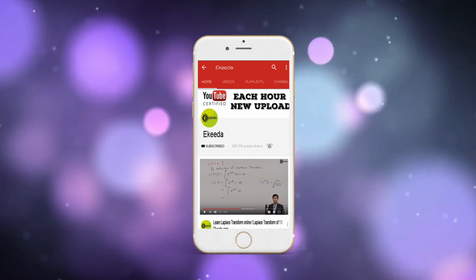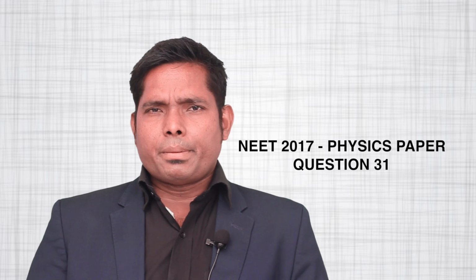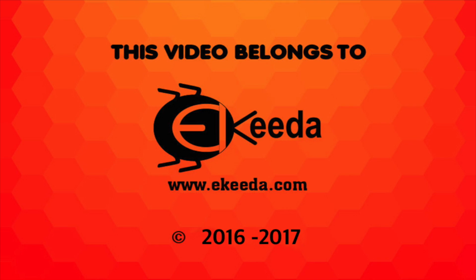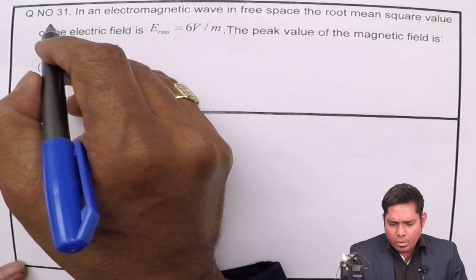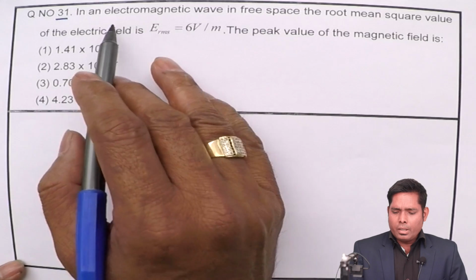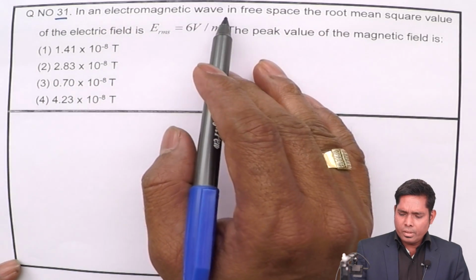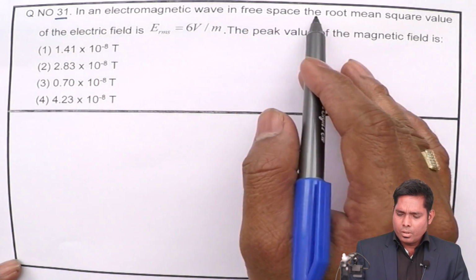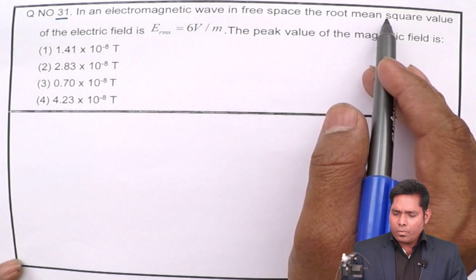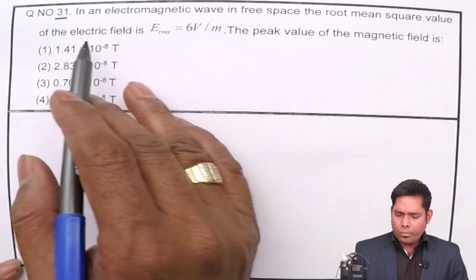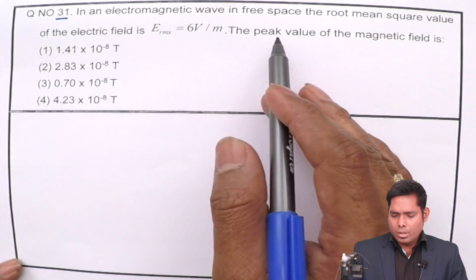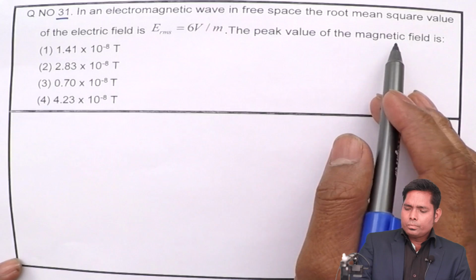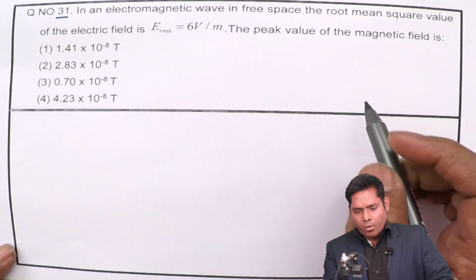Hello students, let us solve question number 31 of NEET physics paper 2017. In an electromagnetic wave in free space, the root mean square value of electric field is given by this. The peak value of magnetic field is what?